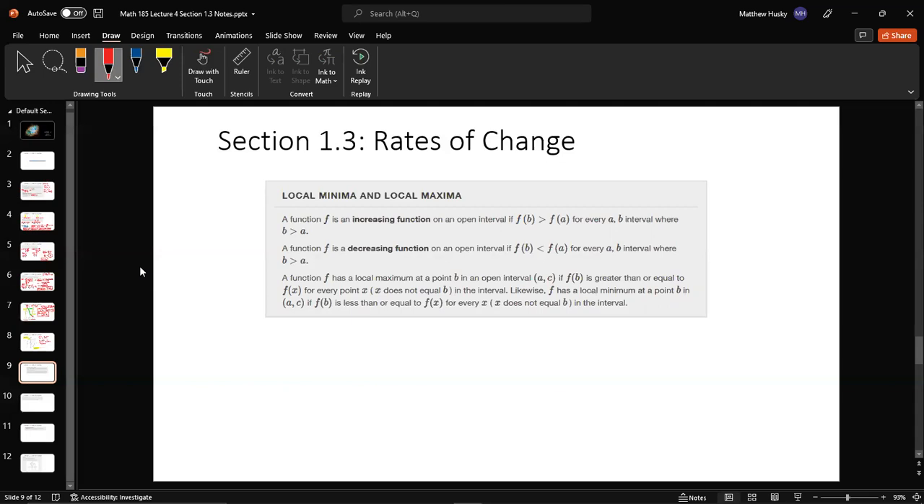And so a local max is where f of B is greater than every value on the interval. So it's local because it's not necessarily the highest value ever. It's just that in a particular area, it's the high point. And then local minimum is basically where it's less than all the values in that interval.